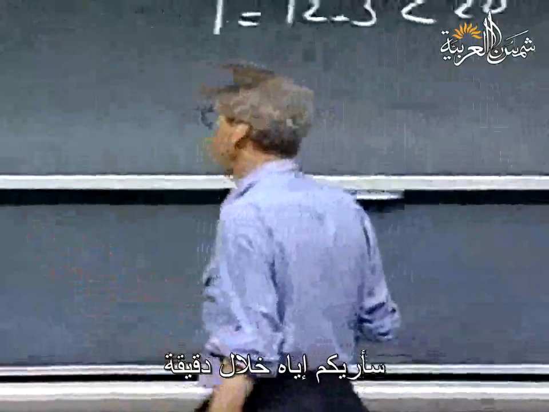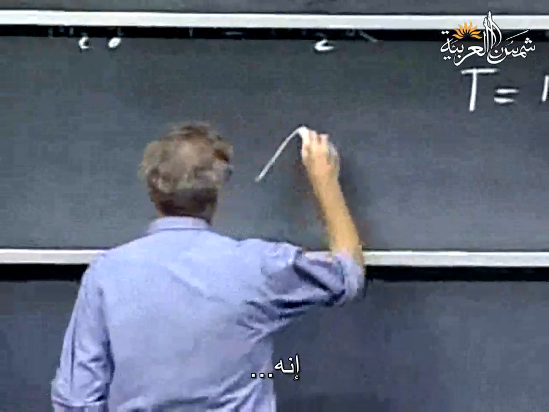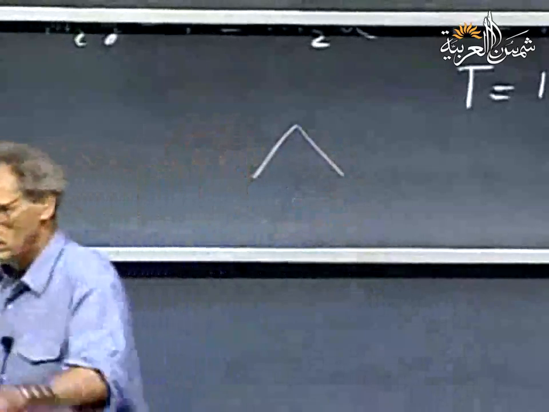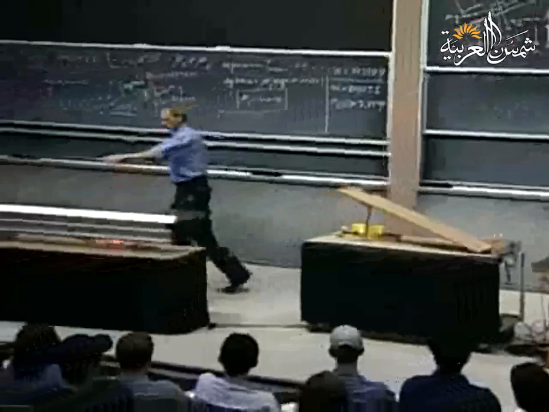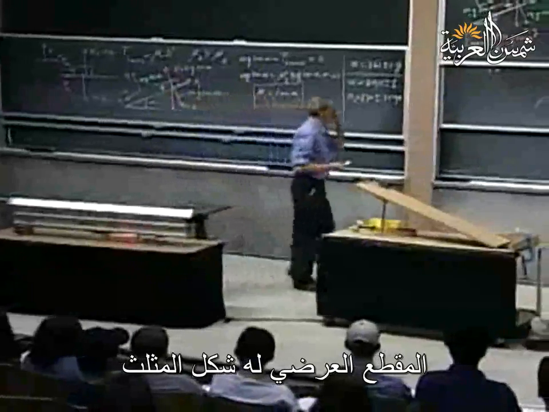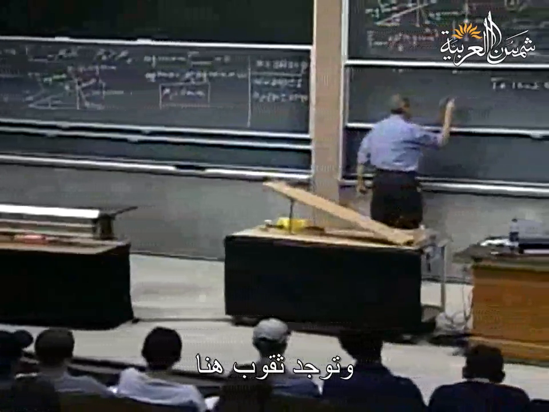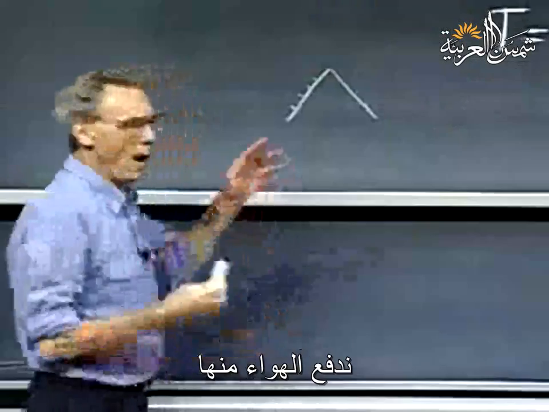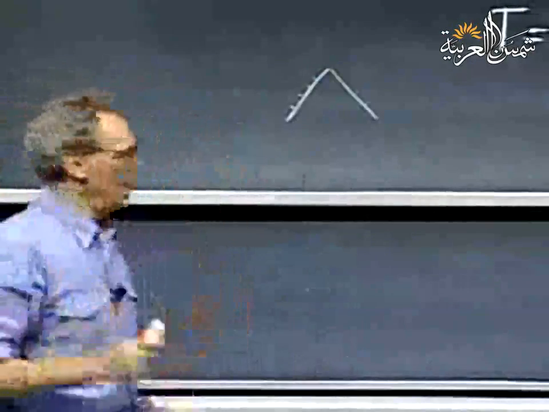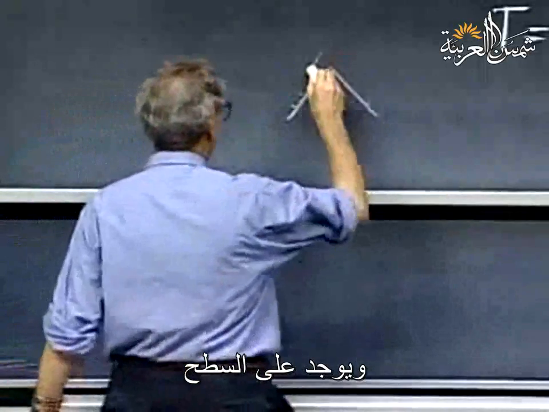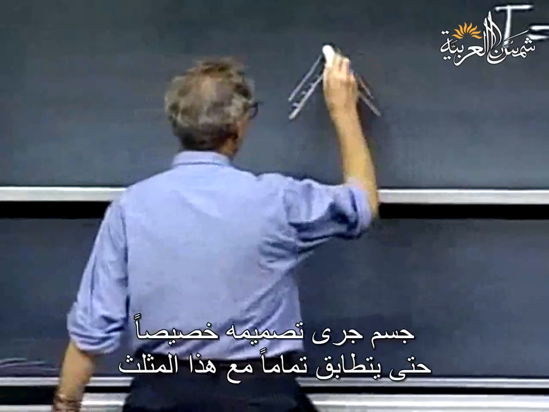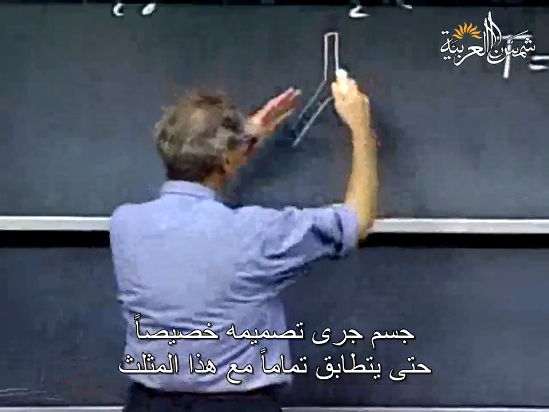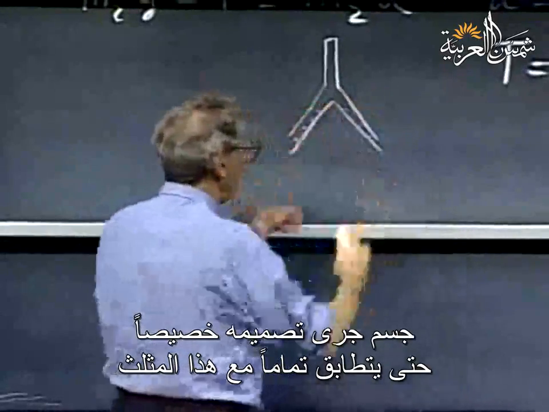I will show it to you in a minute. It is a long, call it a bar for now. Cross-section is a triangular shape, and there are holes in here. And we blow air out of that. And on top of that are devices which have been specially designed to perfectly fit this triangle.